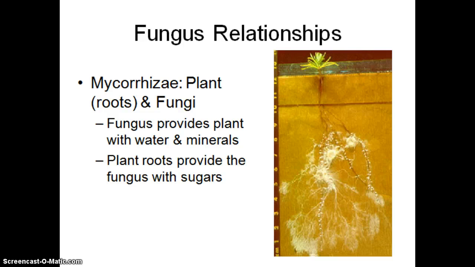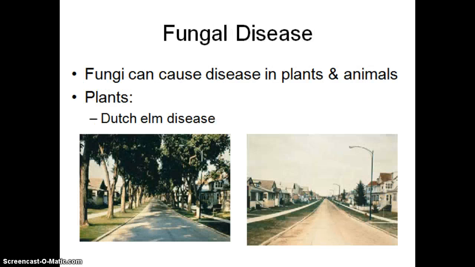Now, fungus also has some good and bad. The bad is that it can cause diseases in both plants and animals, and this picture shows the devastation of a fungal disease in plants. These elm trees, this was in California, got this particular fungal disease, and it basically caused them to die, and now this is what it looks like here. It's the same neighborhood, just without the trees because of that particular disease. So that's what it can do to plants.